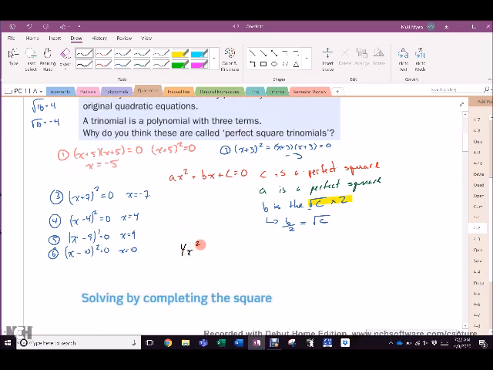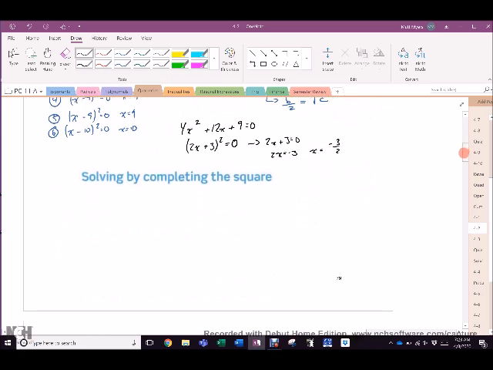4x squared plus 12x plus 9. Well, that's still squared, right? And that's now squared. So, what if we tried 2x plus 3? Well, there you go. Because 2 squared is 4. 2 times 3 is 6. 2 times 3 is 6. 6 and 6 is 12. And 3 times 3 is 9. So this answer would just be 2x plus 3 would have to equal 0. 2x would have to equal negative 3. And x would have to equal negative 3 over 2. And we just carry on.